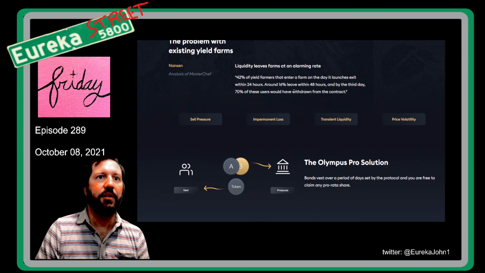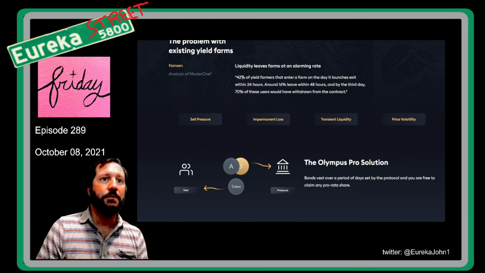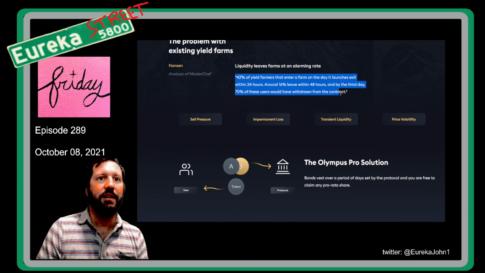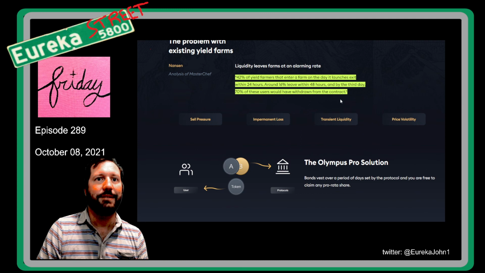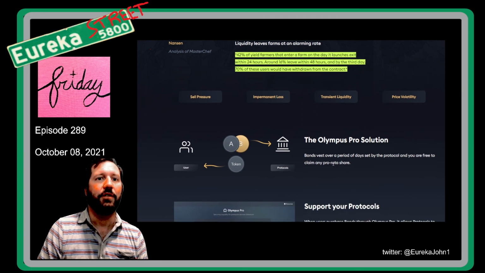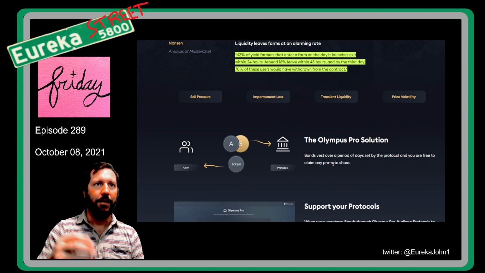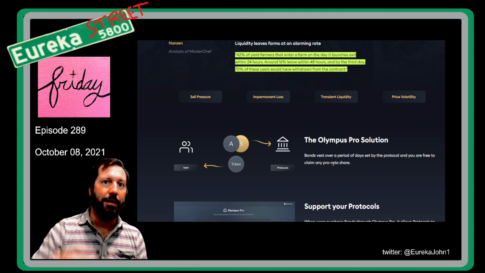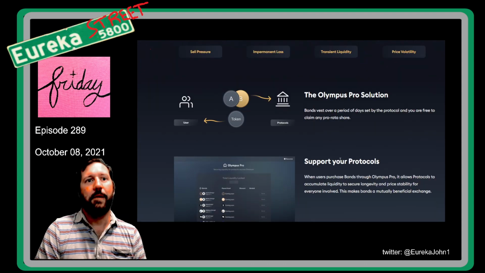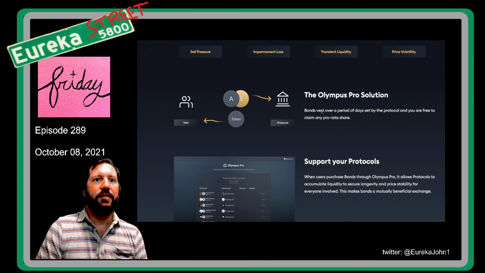42% of yield farmers that enter a farm on the day it launches exit within 24 hours. Around 16% leave within 48 hours. And by the third day, 70% of these users would have withdrawn from the contract. That's pretty scary if you're trying to make money in that way. It's pretty risky. So the fact that Olympus DAO owns these liquidity pool tokens and then you buy the bonds, that's a pretty win-win situation right there.